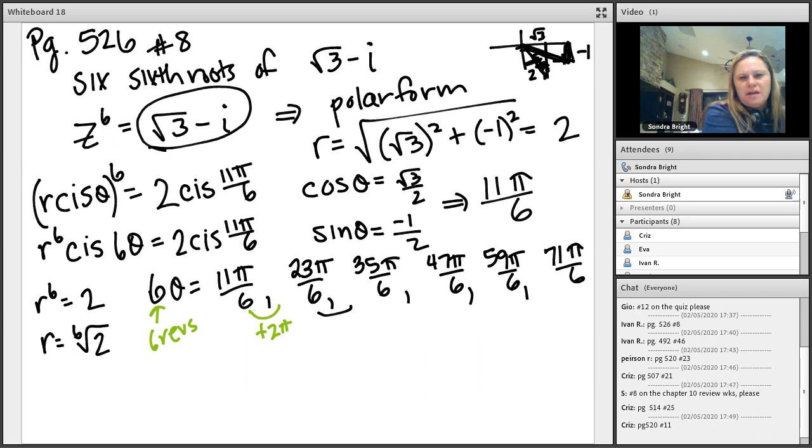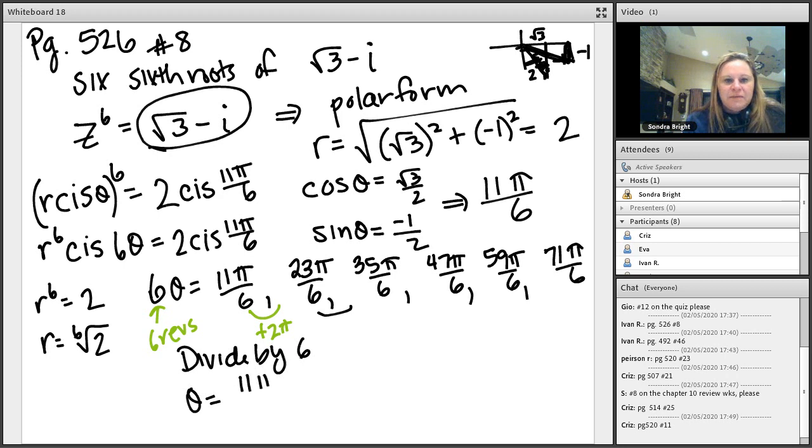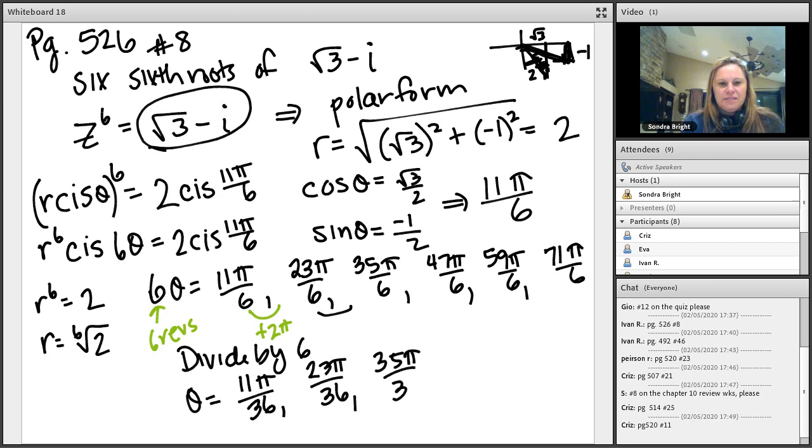Yeah, 71, 59, 47. Okay, good. Yay. I know how to add in my head. All right. And then you want to divide each of these by 6 so that your thetas end up being 11 pi over 6 divided by 6, that means it's over 36. You could also think of it as times 1 over 6, if that helps. And then 23 pi over 36, and 35 pi over 36, 47 pi over 36, 59 pi over 36, and then 71 pi over 36.